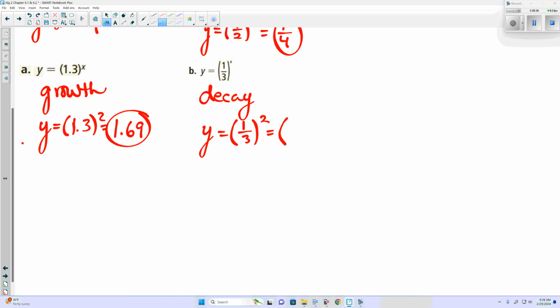Now 1/3 squared, I need the parenthesis again. If we type it in, it'd be 1/9, because 1/3 times 1/3. Well, the 1 times 1 is 1, 3 times 3 is 9. And the calculator can do that for us too. Questions on this here?